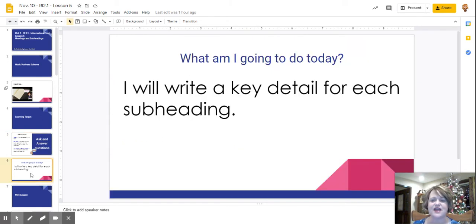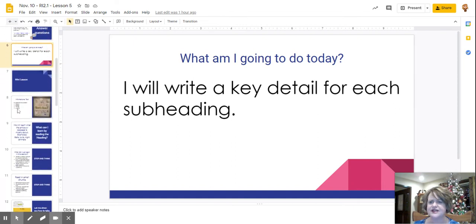In order to have success today with our lesson, you need to be able to write a key detail for each subheading. And I'm going to help you with that by giving you an organizer to take notes on, similar to what we did yesterday as well as last week, where you can look at the subheadings and take notes. So let's go ahead and jump into our lesson today.